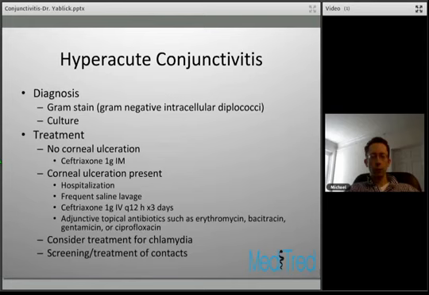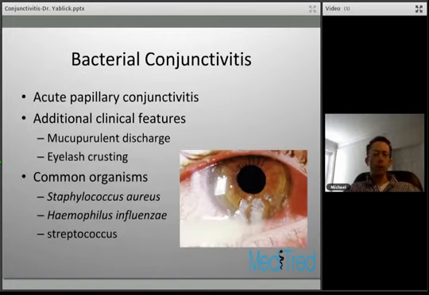Ordinary bacterial conjunctivitis also causes an acute papillary reaction. Like hyperacute conjunctivitis, it does have a mucopurulent discharge, but probably to a lesser degree in terms of the volume. The patient may complain about eyelash crusting. The common organisms that will infect the conjunctiva include Staph aureus, Haemophilus influenzae, and Streptococcus species as well.